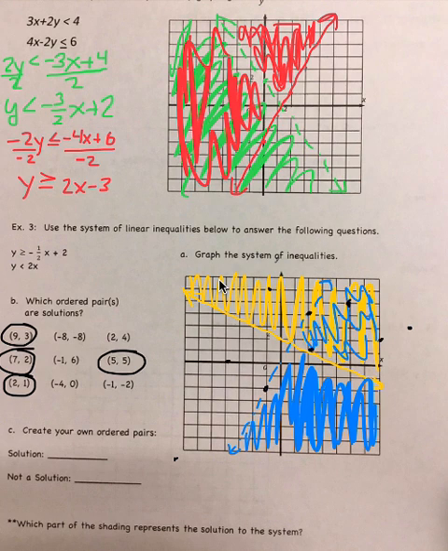What part of the shading represents the graph solution to the system? Where both, it's the overlap. We say the overlap. And that is systems of linear inequalities.